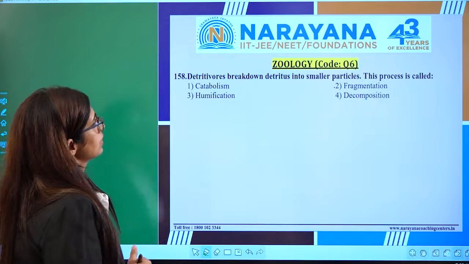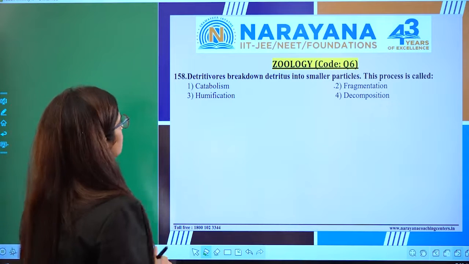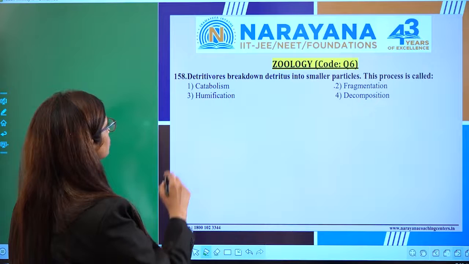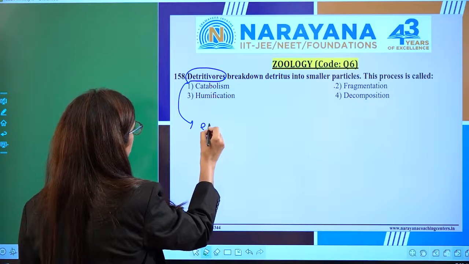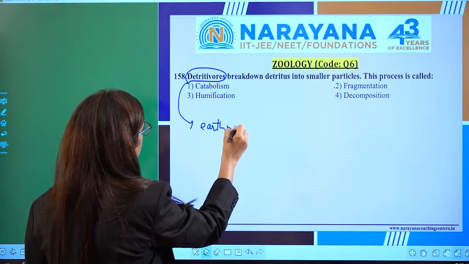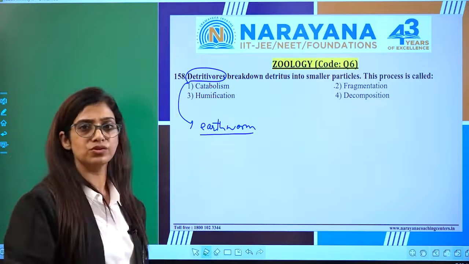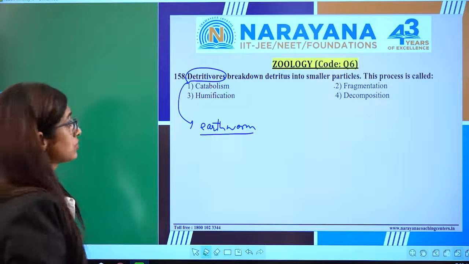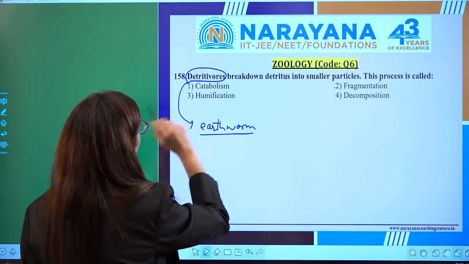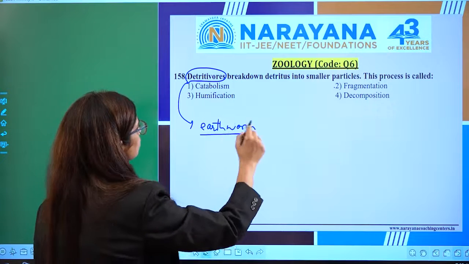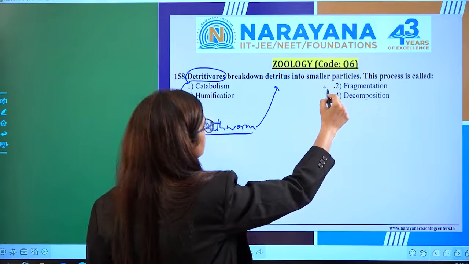Detritivores break down detritus into smaller particles. This process is called catabolism, fragmentation, unification or decomposition. Detritivores, we know, for example earthworm, it is given in NCERT. This line has directly come from NCERT. I'm enjoying seeing that this is from the NCERT, because the students who have gone through the NCERT many times will crack it very quickly. Detritivores means earthworm-like organisms. What do they do? They break the detritus into smaller particles. That is called fragmentation.